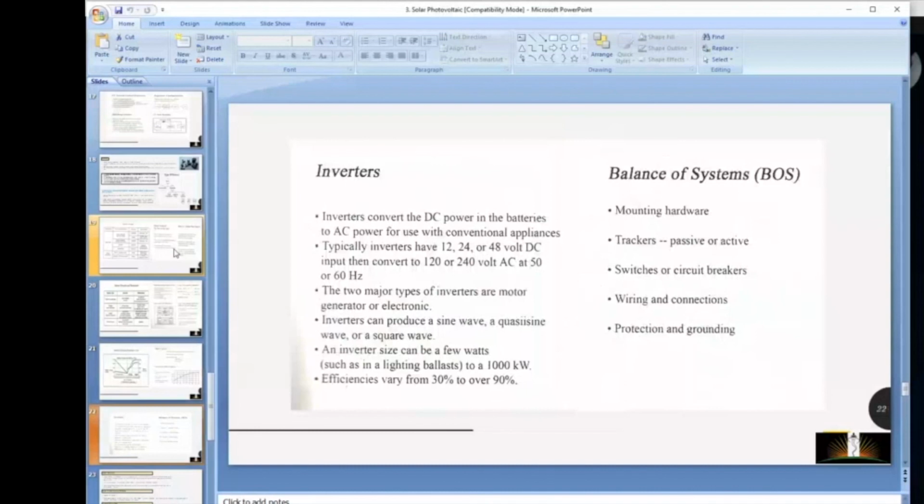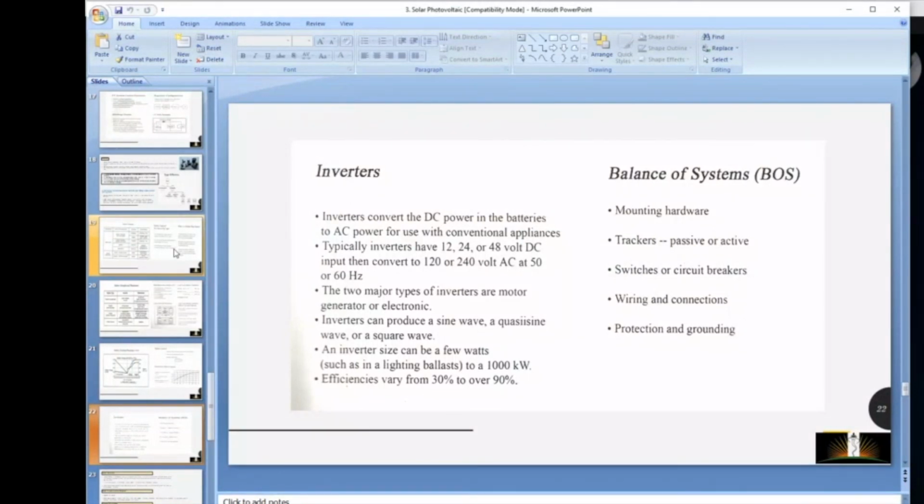This is not very much required for designing purposes. Inverter we have already discussed. Next comes the balance of system. The major components of a design are first the solar panel, inverter, and battery. Except these three, everything comes under the balance of system, or BOS. What does BOS mean? BOS is a combination of the other components.